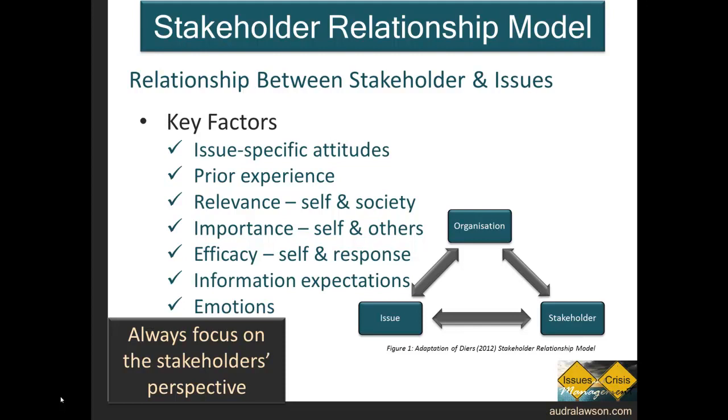So all of these concepts are used in theories like the theory of reasoned action, theory of planned behavior, social learning theory, the elaboration likelihood model, and the extended parallel process model. That's why it makes sense to include them when we're talking about these kinds of relationships. They predict how people will react to messages and to situations.